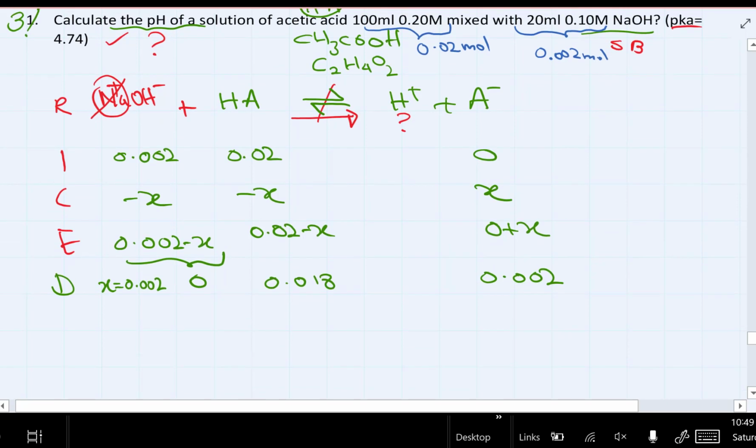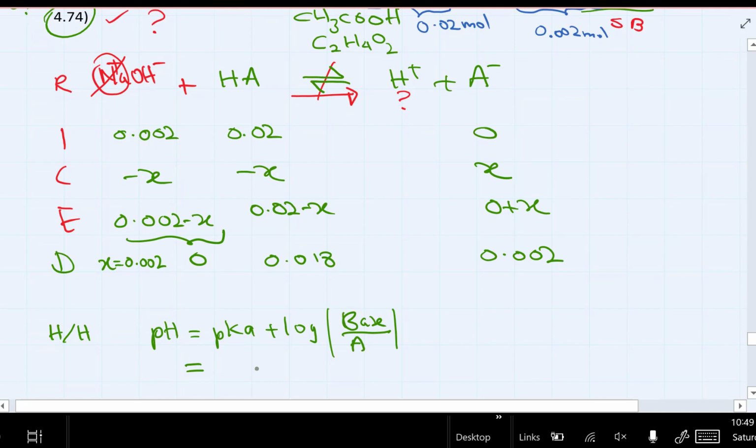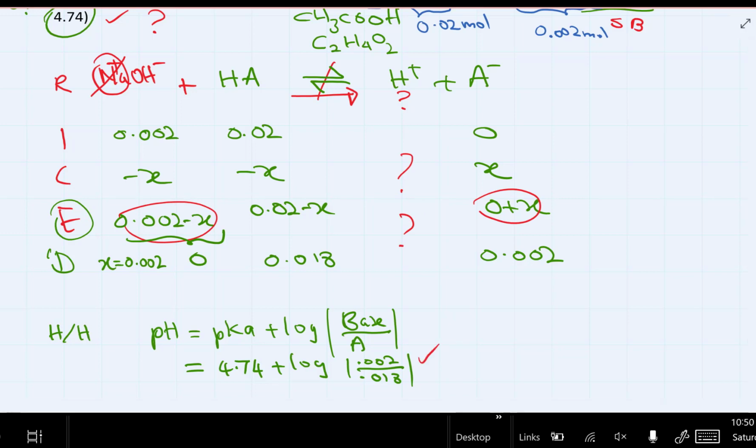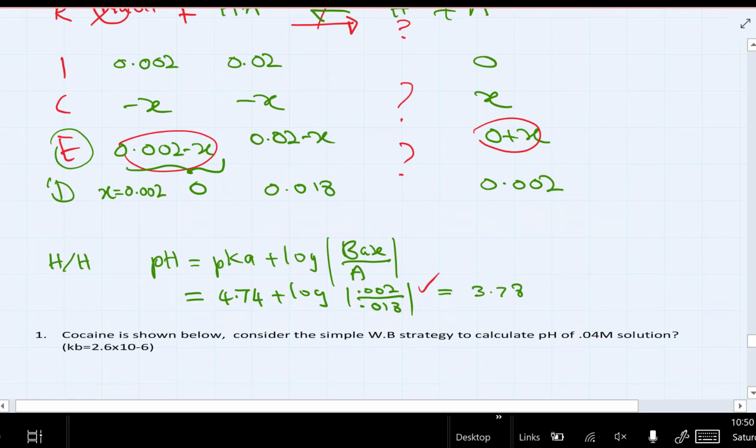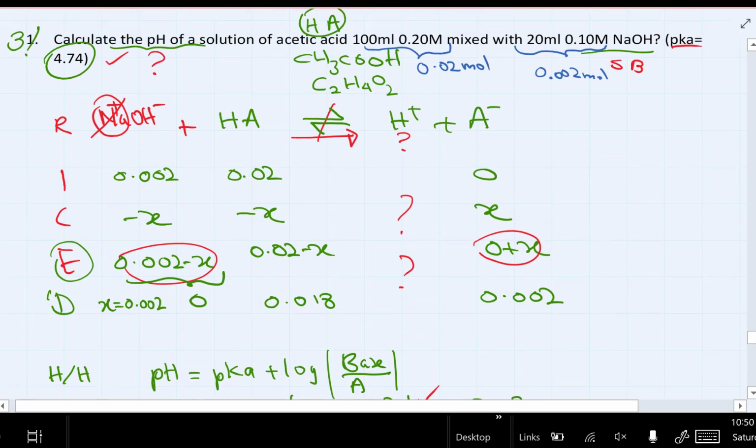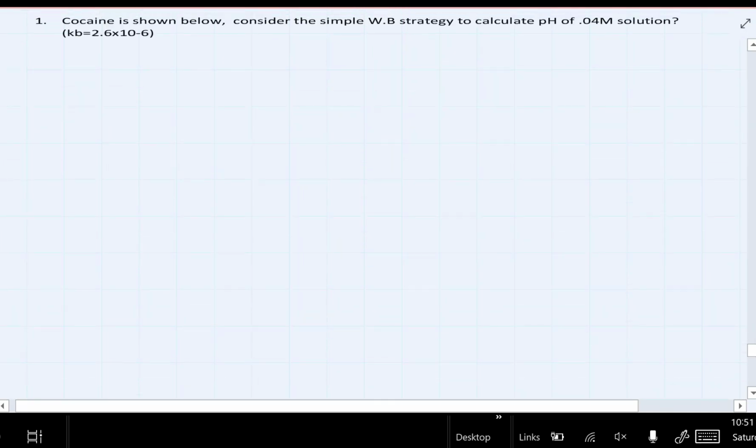So now we have the equilibrium values, plug in, and here you have to use the Henderson-Hasselbalch. pH is pKa plus log base over acid. Remember, base over acid. So we plug in pKa, is it given? Yeah, 4.74 plus log, and base value at equilibrium is 0.02 divided by 0.018. Inside the bracket we solve the value, then take the log, and plus 4.74 will give you 3.78. So that's the pH of this buffer, and there are two components of the buffer, right?